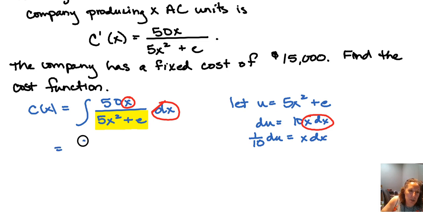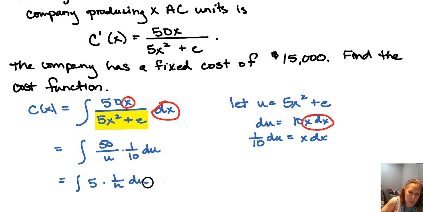So when we do our substitution, we've got 50 times x dx, which is going to become our du. And then that denominator is what we are calling u. And then we still have this 1 over 10 for our du. So our x dx is replaced with 1 over 10 du. We've got our 50 and we've got our denominator. So 50 divided by 10 is 5 times 1 over u.